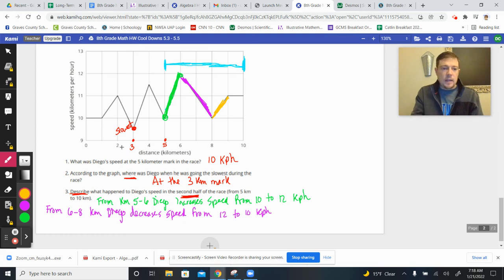And then at the end, think about what it means for him to have bottomed out like this and just made a flat, no slope, no change. This section right here would refer to him hanging on to that 11 kilometer per hour speed for that last kilometer. Not increasing, not decreasing. He's just steadily running at 11 kilometers per hour. He's not increasing his speed as he goes. He's just staying at that same speed.